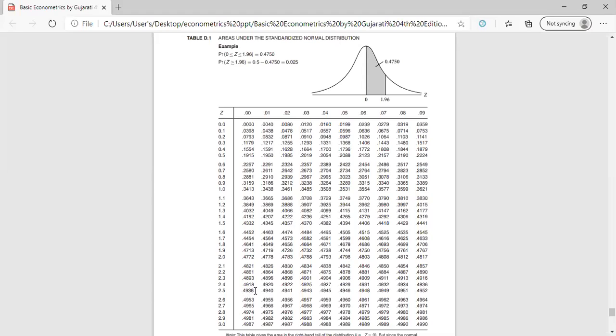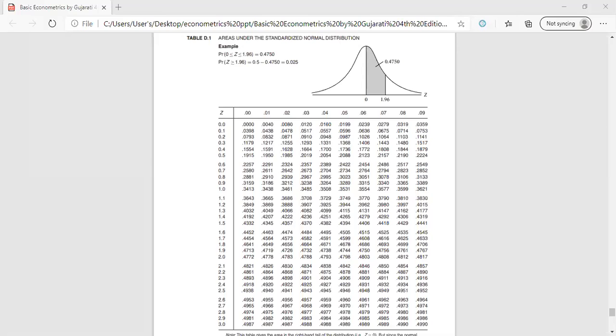Now tell me, 0.5 plus 0.4938 gives you 0.9938. So this is the probability.